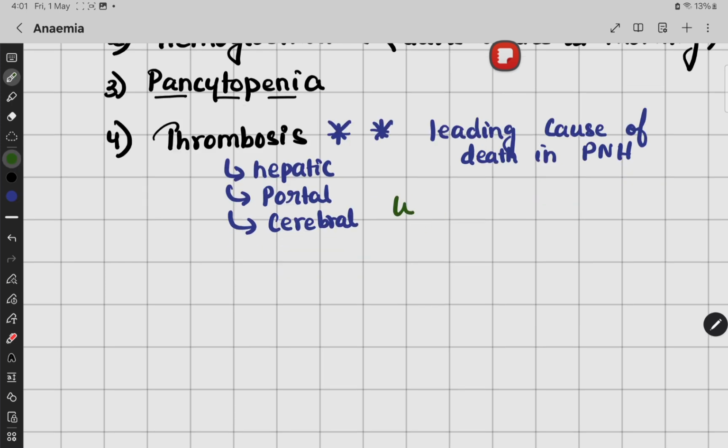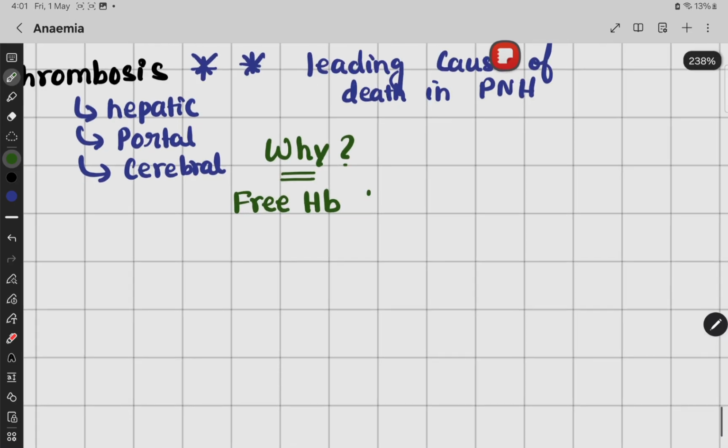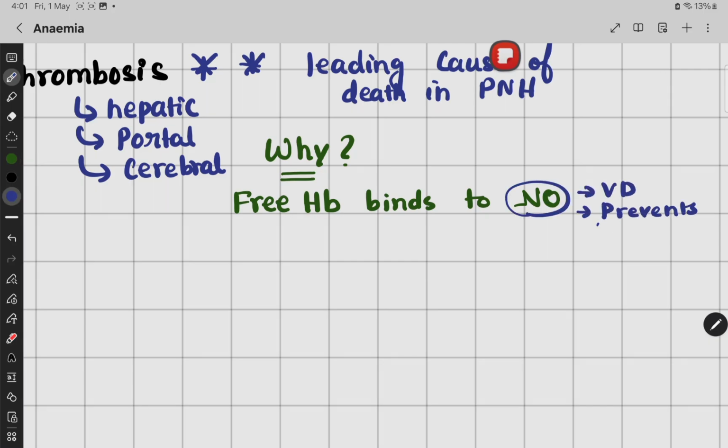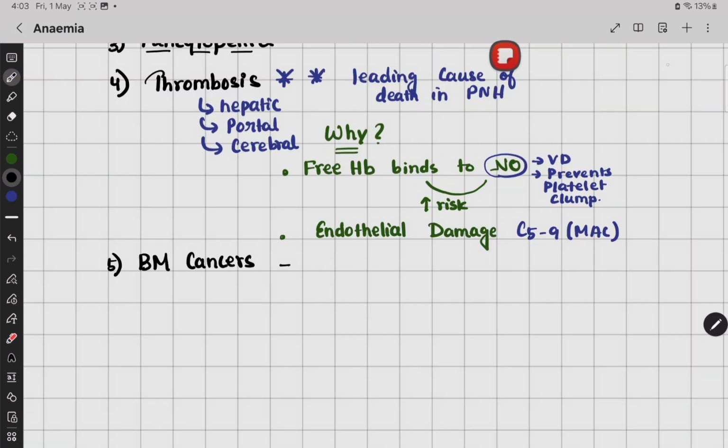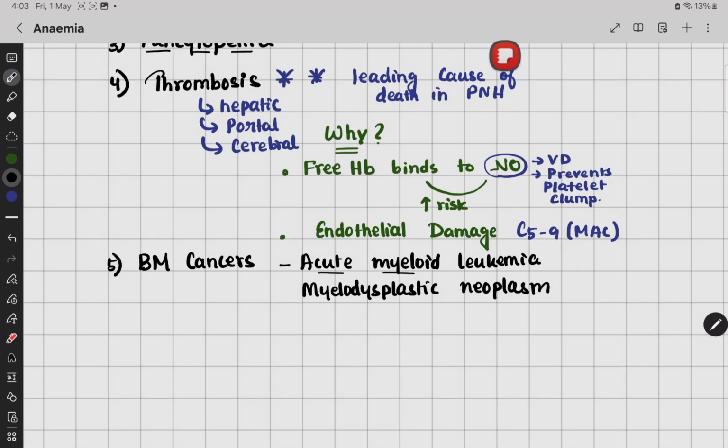Now, why does thrombosis happen? Because the free hemoglobin that is there in the blood binds to nitric oxide. This nitric oxide is a vasodilator. It prevents the clumping of the platelets. But if free hemoglobin binds to nitric oxide, then it cannot do its job. Hence, there is a higher risk of thrombosis. Also, there can be endothelial damage due to membrane attack complex of the complement system. There can be bone marrow cancers like acute myeloid leukemia or myelodysplastic neoplasm.